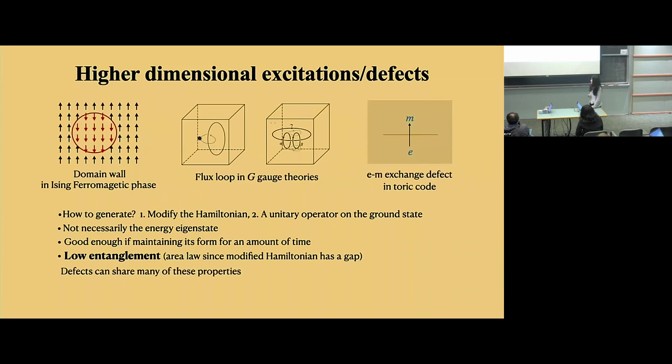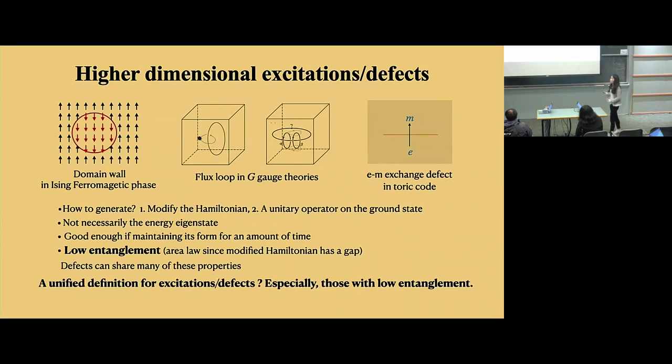And realizing that, we also realize a lot of defects, not just excitations, share almost all of these properties. For example, in recent years, an interesting one is the EM exchange symmetry in toric code models. It's a particular line defect, through which anyons get exchanged. And there are lattice models that show it satisfies all these properties.